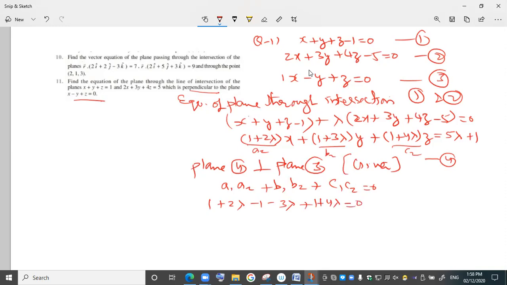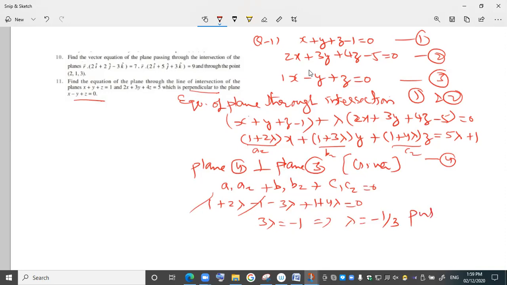So 4 plus 2, 6 lambda minus 3 lambda, 3 lambda; minus 1 plus 1 cancelled. Only 1 is left here, so that will come minus 1. Lambda is equal to minus 1 by 3. This value you can put in equation number 4, and we get the required plane.